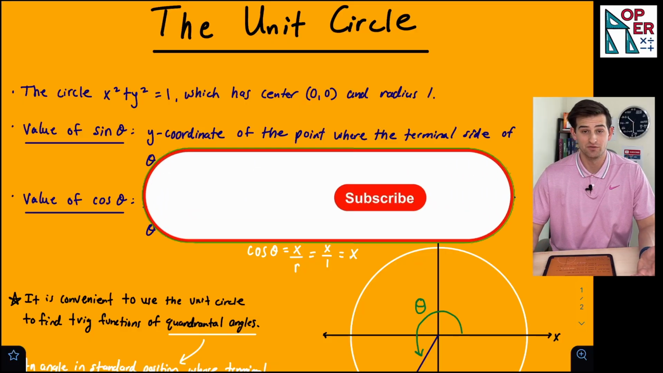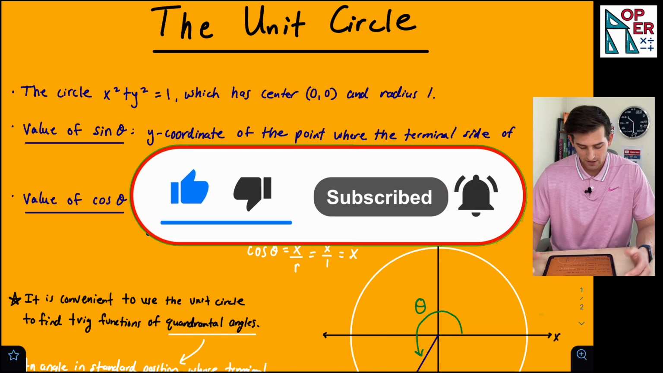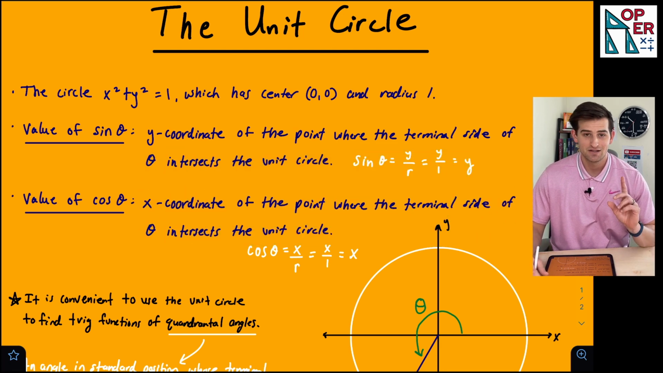Let's talk about the unit circle. So first of all, what is the unit circle? It's just a circle that satisfies the equation x squared plus y squared equals 1, which means the center of our circle is going to be at 0, 0, and it's going to have a radius of 1.